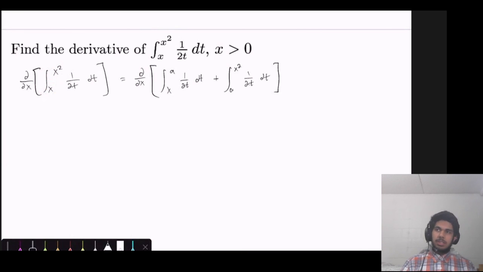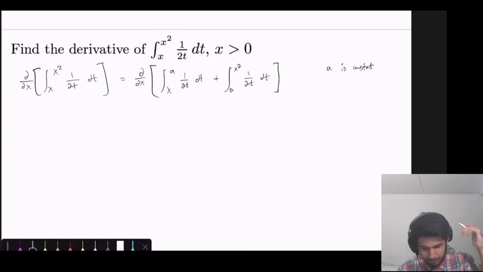Let's take a brief moment to understand why we can do this. First of all, a is a constant because we want it to be a constant for us to use property 2. Secondly, are we certain that there's an a in between x and x squared? Yes, because x is greater than 0. So it's not going to be the case that they're the same value unless we get to 1. Maybe the bound should be 1. Let me just change this to 1. That'll make a little bit more sense.